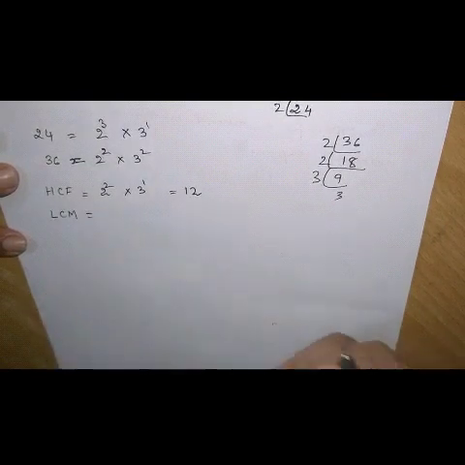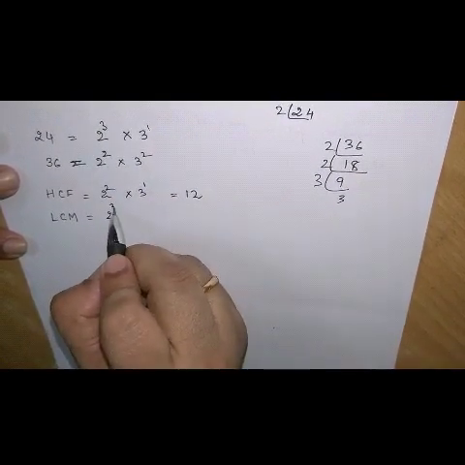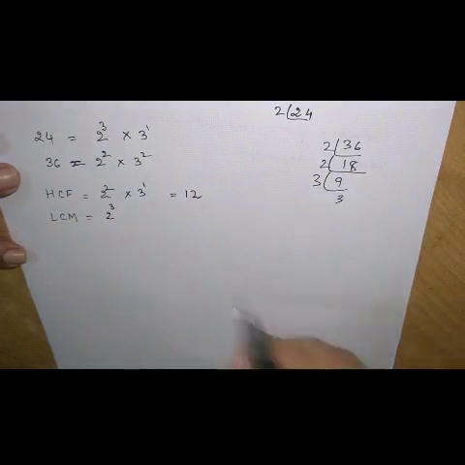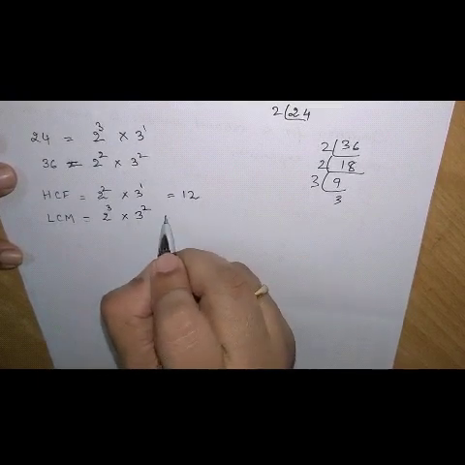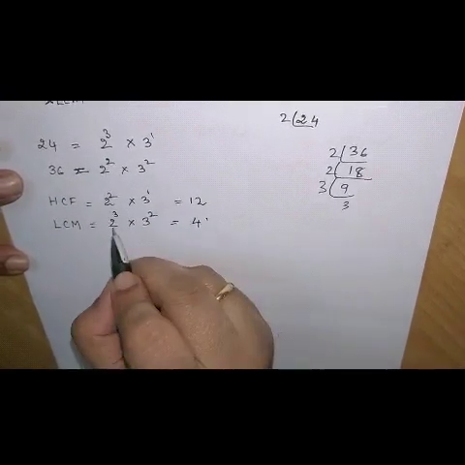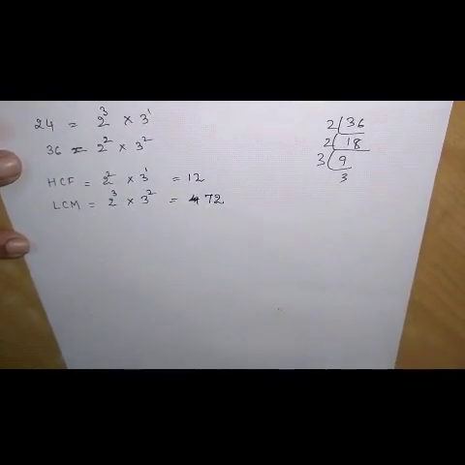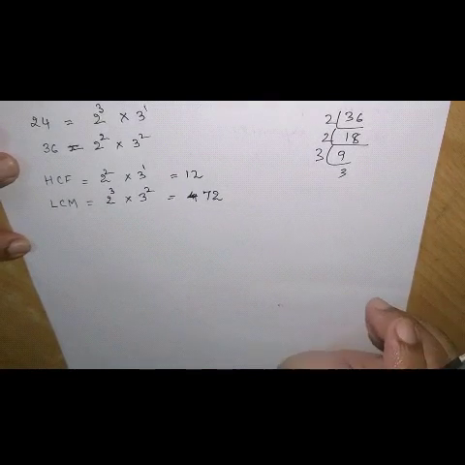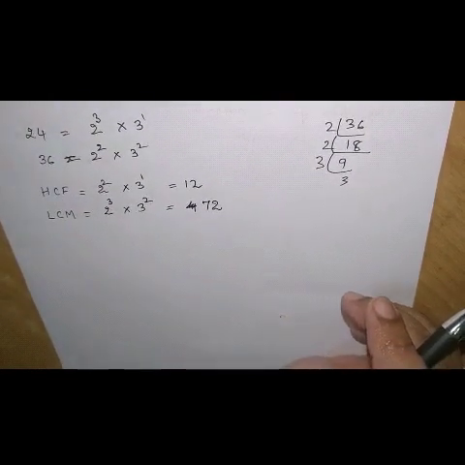Now let us find the LCM. To find the LCM, we take the common ones and write the one which has the larger exponent, and here also 3 square. So this will be 8 into 9, 72. So 72 will be the LCM and 12 will be the HCF. Let me take another example.